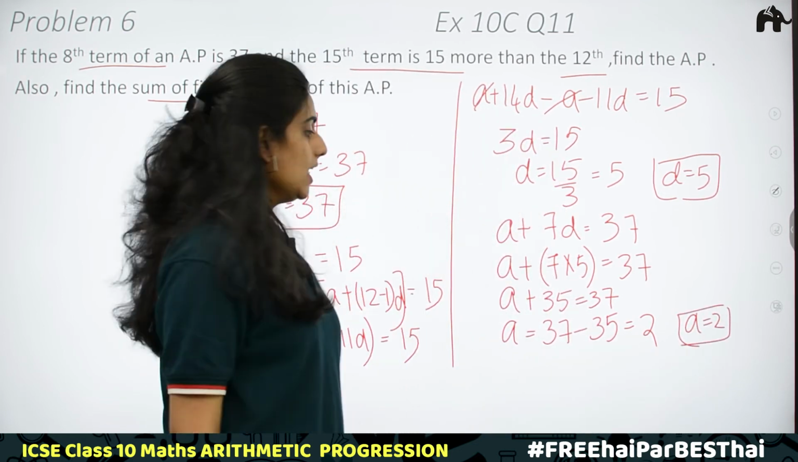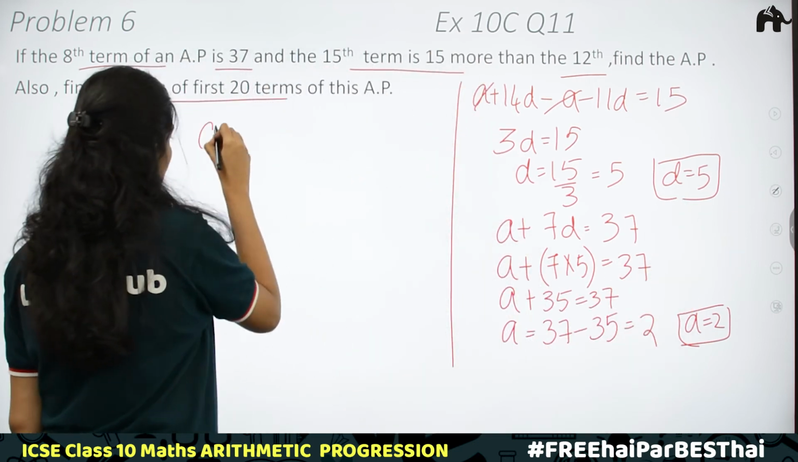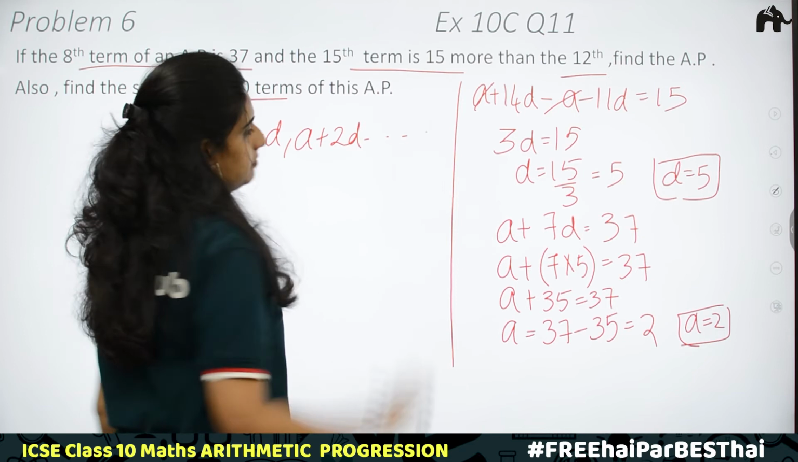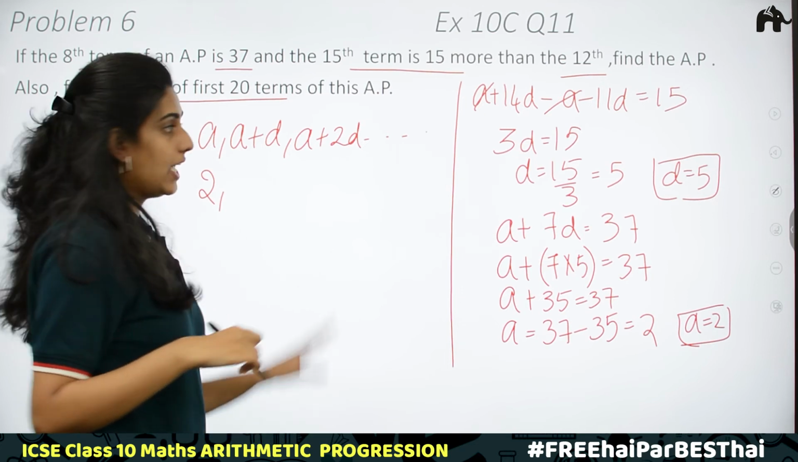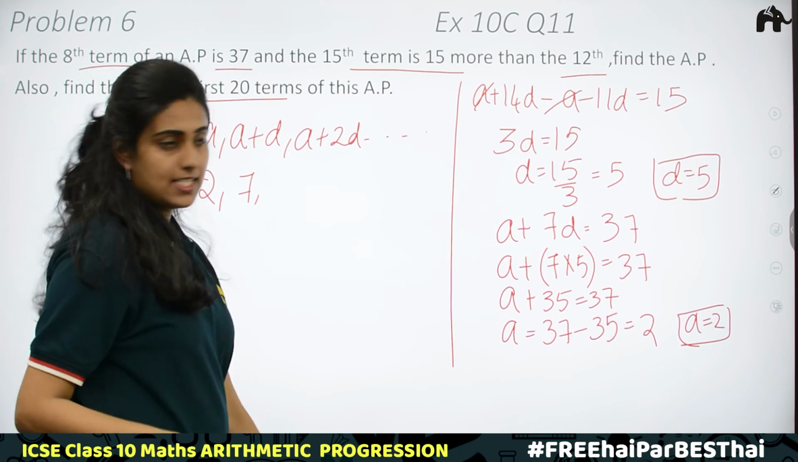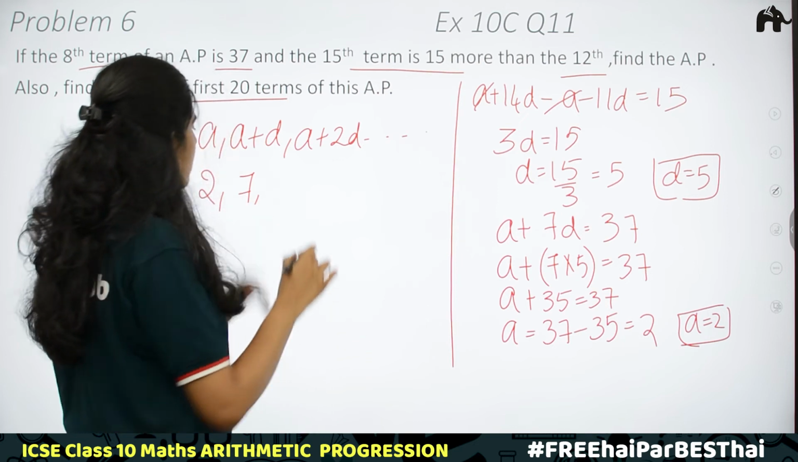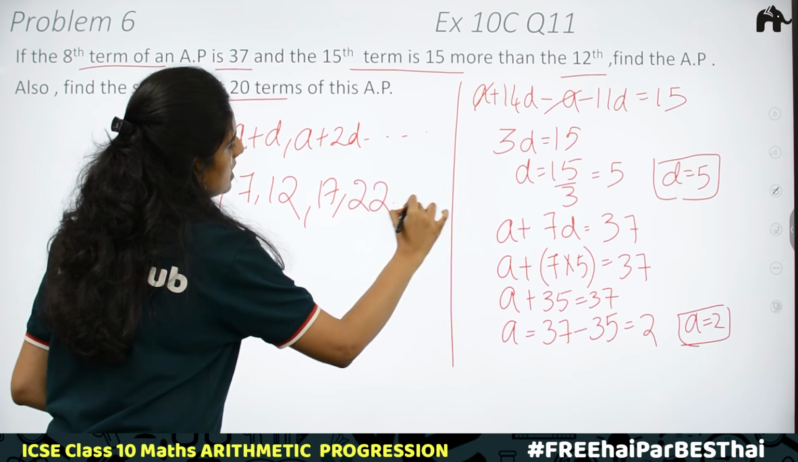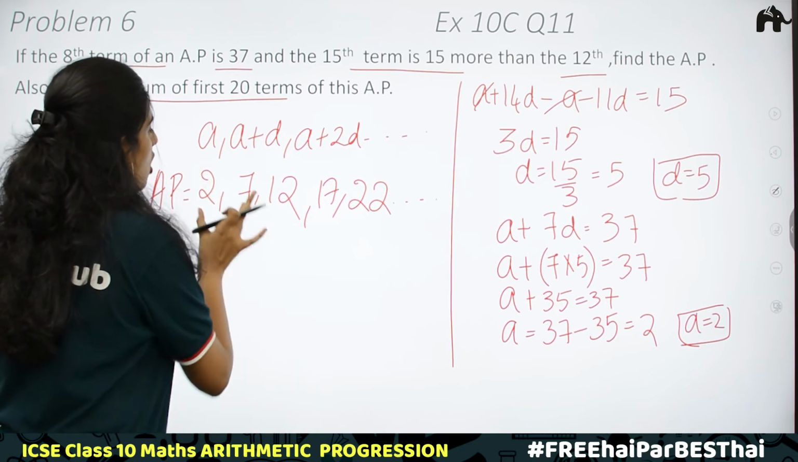Then what is the AP? General form of an AP: a, a plus d, a plus 2d, etc. Here we have a is equal to 2. Second term, a plus d, 2 plus 5, is 7. Next term, again adding 5 to the second term, we get the third term. 7 plus 5, 12. 12 plus 5, 17. 17 plus 5, 22. This is the required arithmetic progression. First term 2 and the common difference 5.